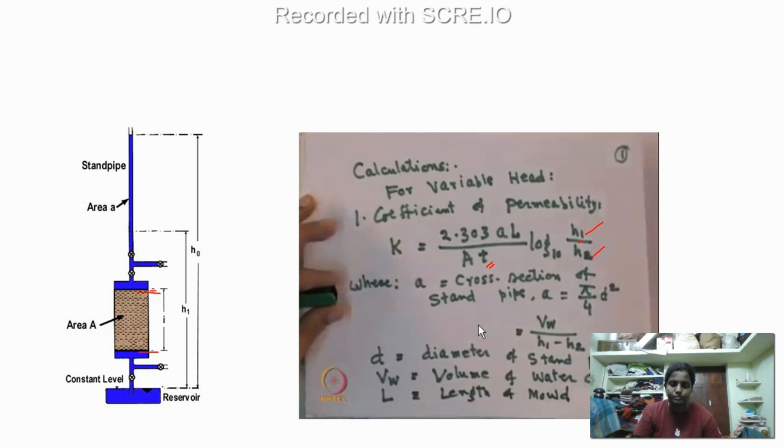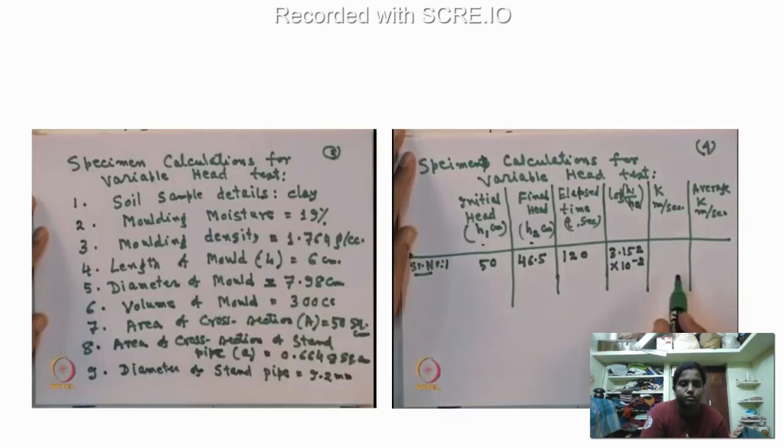That's why in some books they will give the free reservoir as a head, or in some books they give us this point as a head, but it's not going to make any difference. So we are going to find out the time taken. You can see here, your initial head is at 450, the time taken for it to reach 46.5 centimeter is going to be 120 seconds. So directly we are going to substitute in the formula, and we get the coefficient of permeability.